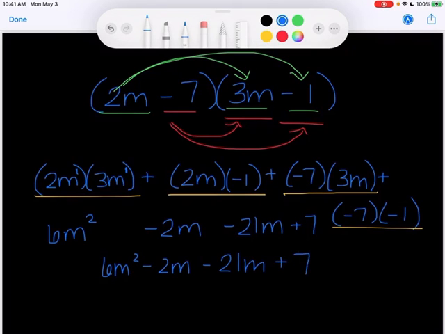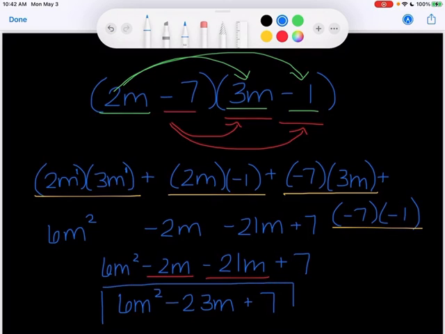But if you notice here, we do have some like terms. These two are like terms, so we need to combine them. The 6m squared comes down. Negative 2m minus 21m. We do negative 2 minus 21, which is negative 23, and you keep the m. And then you bring down that plus 7. So your final answer here is 6m squared minus 23m plus 7.